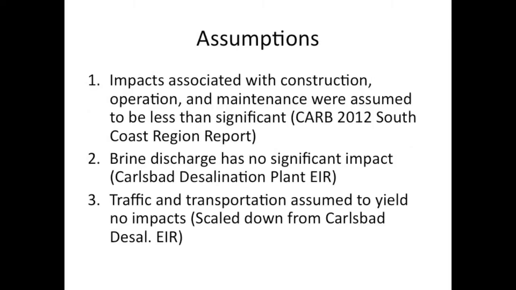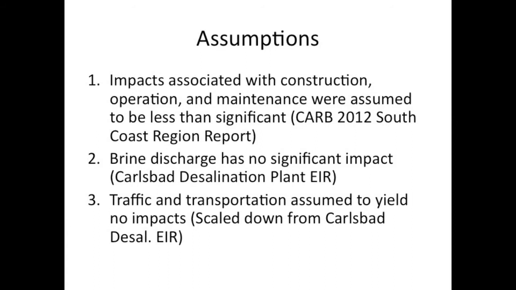Due to the time-sensitive nature of this project and the lack of sufficient tools and programs necessary to conduct a full-fledged environmental impact report, Planeteer Environment and Infrastructure was required to make several technical assumptions in order to facilitate a timely project completion. The assumptions are: Number 1, the combined total emissions of current ambient levels provided by the CARB 2012 South Coast Region Report with the impacts associated with construction and O&M activities were assumed to be less than significant. Number 2, the worst-case scenario in regards to impacts related to the discharging of brine waste was inspired by the Carlsbad Desalination Plant EIR and was assumed to have no significant impact.